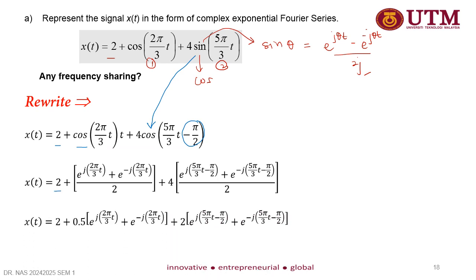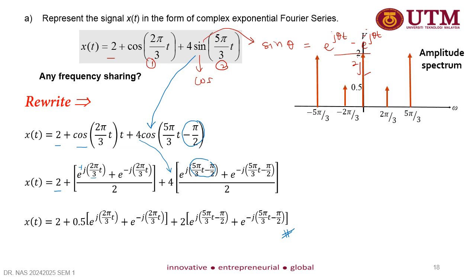Okay, so this is the constant. For cosine function, it is e^(j whatever inside the bracket) plus e^(-j whatever inside the bracket) divided by 2. Okay, so plus 4 times e^(j whatever inside the bracket), just copy whatever inside the bracket, plus e^(-j whatever inside the bracket) divided by 2. Okay, so now simplify the equation. So you get x(t) equal to the following equation. So now let's plot the spectrum.